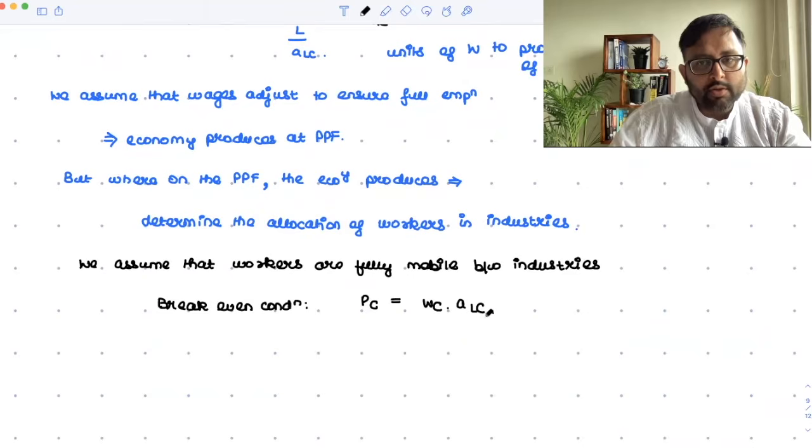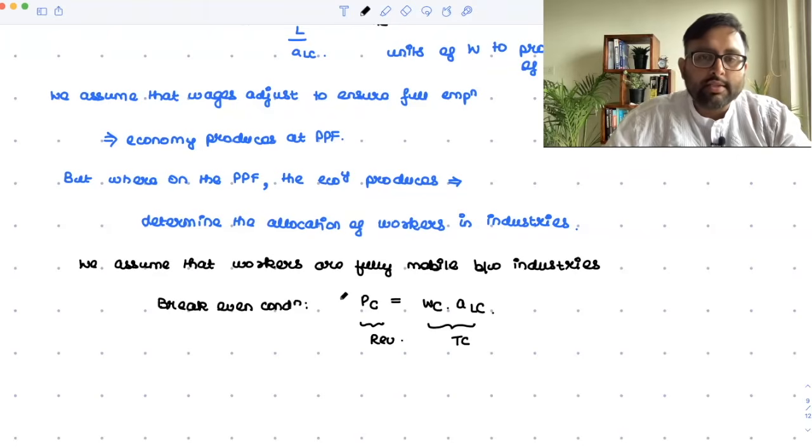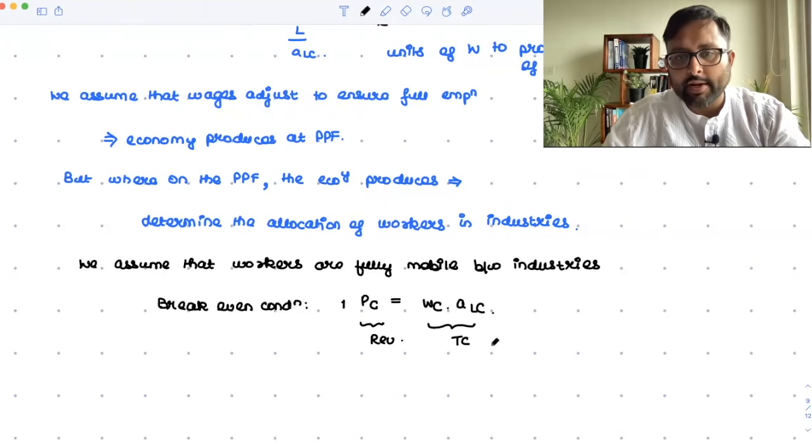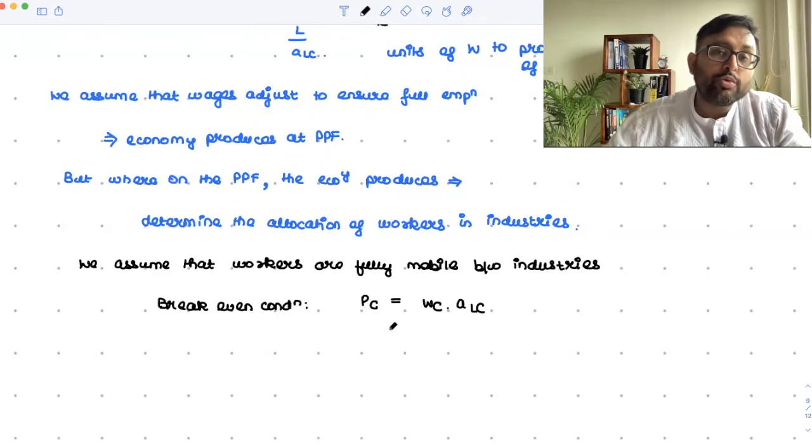How much labor is required to produce 1 unit of cheese? ALC. And for each unit of labor, you have to give WC as the wage. So this is the total cost. This is the cost. This is what your revenue is. I don't want to say revenue because, okay, let's say if you write it like this, 1 into PC, then it is like this. But just think in your head like that. So when PC is equal to WC into ALC, that is when the price is equal to the average cost out here.